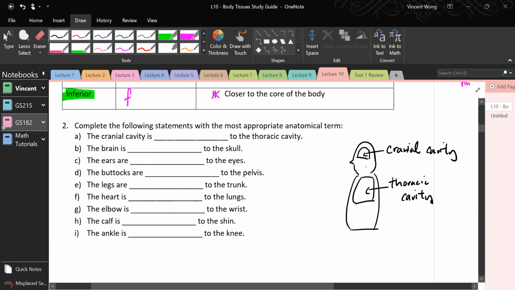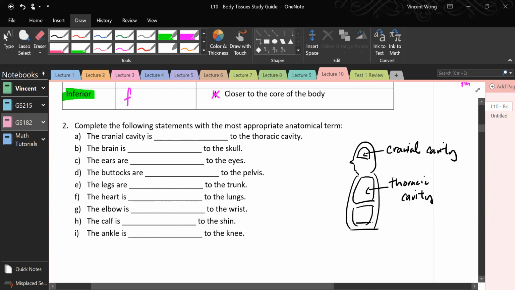Yeah, lungs, right? Someone private message me. Good. Lungs would be in the thoracic cavity. One more thing that's in the thoracic cavity. Anybody? What would be between the lungs? Yep, the heart, exactly. So the heart would be medial to your lungs.